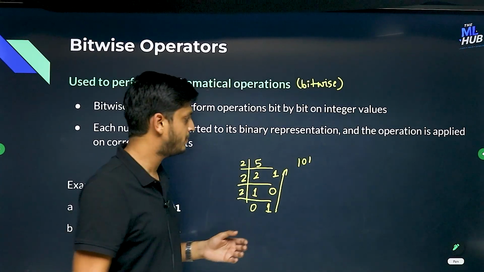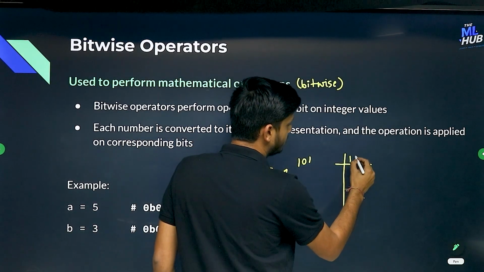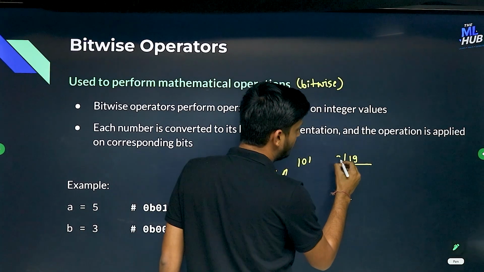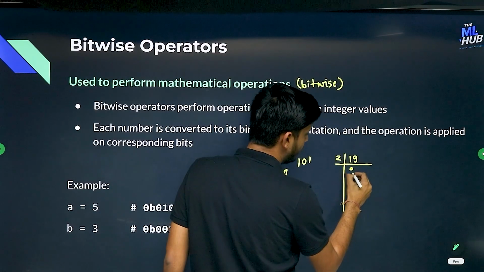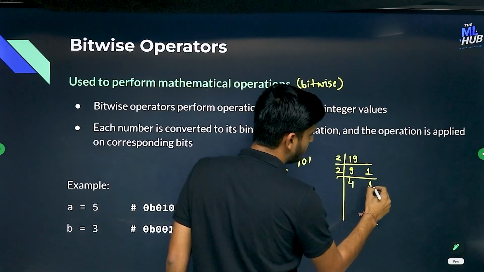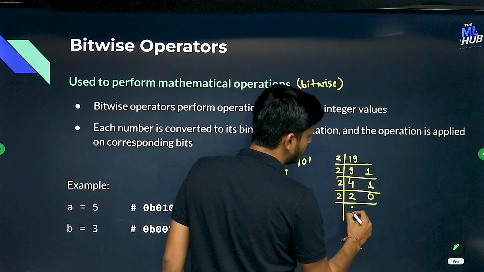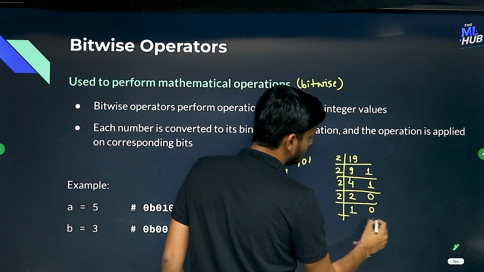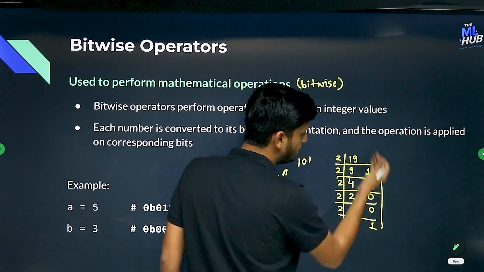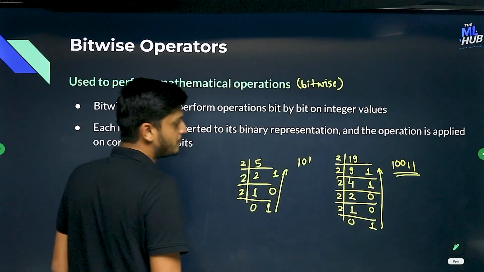Similarly, let's do another number. Let's take 19. So if you want to calculate the binary of 19, how do you do that? Divide by 2. So 2 9s are 18, and then 1 is the remainder. Then again for 9, 2 4s are 8, and then 1 is the remainder. Then 2 2s are 4, 0 is the remainder. Then 2 1s are 2, and 0 is the remainder. Then again 0, and then 1 is the remainder. So if you read it bottom to top, it is 1 0 0 1 1. So this will be the binary of 19.